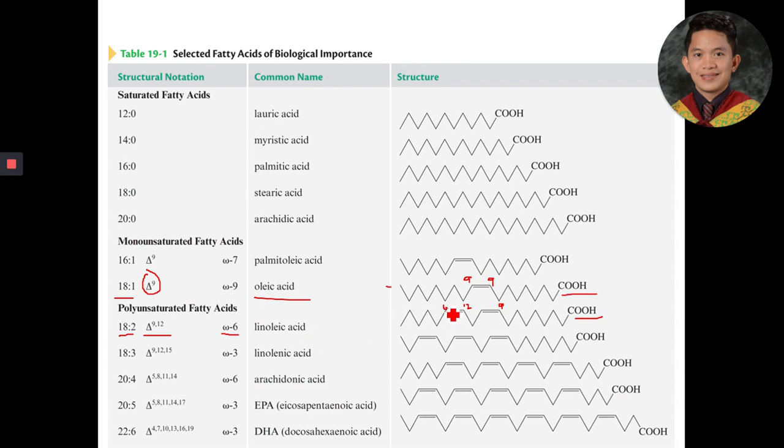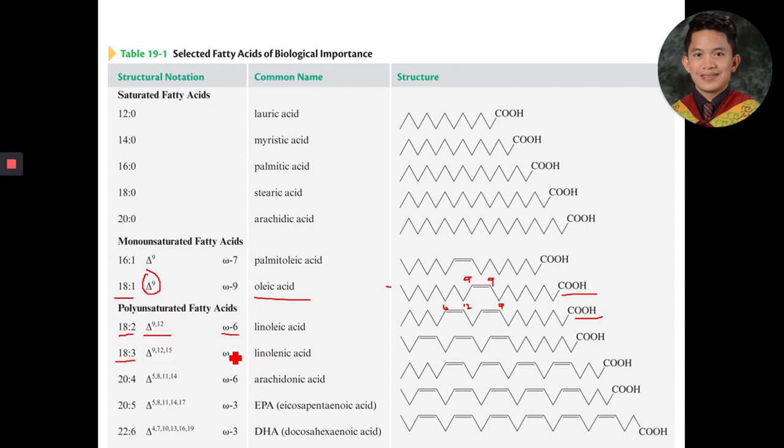Now for the omega notation, there is no need to include the other double bonds in the numbering. So you just number the first double bond. That is for the omega notation. So second, we have here this 18:3. 18, that is because there are 18 carbon atoms. 3, that is because there are 3 double bonds. Now the positions of the double bonds are indicated by the delta and the omega notations.